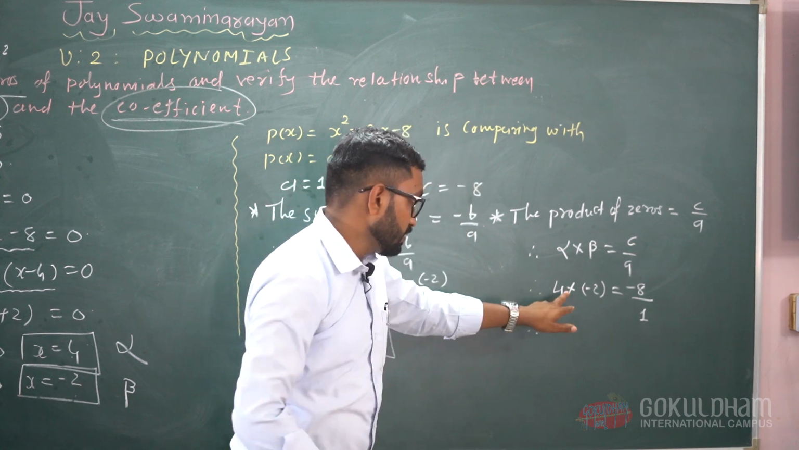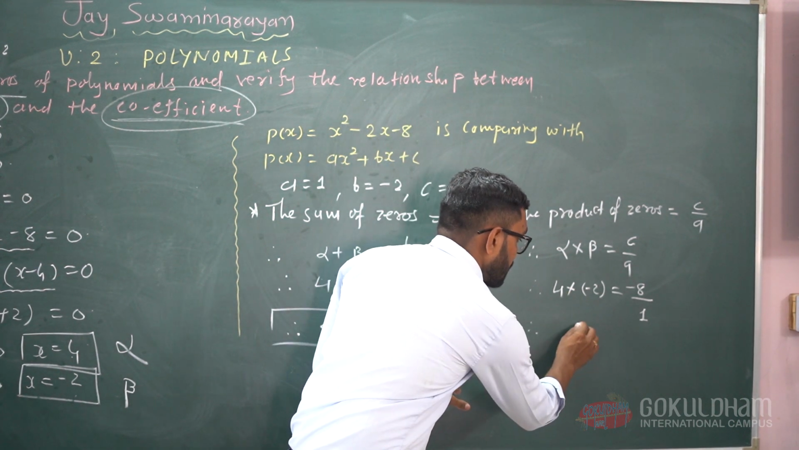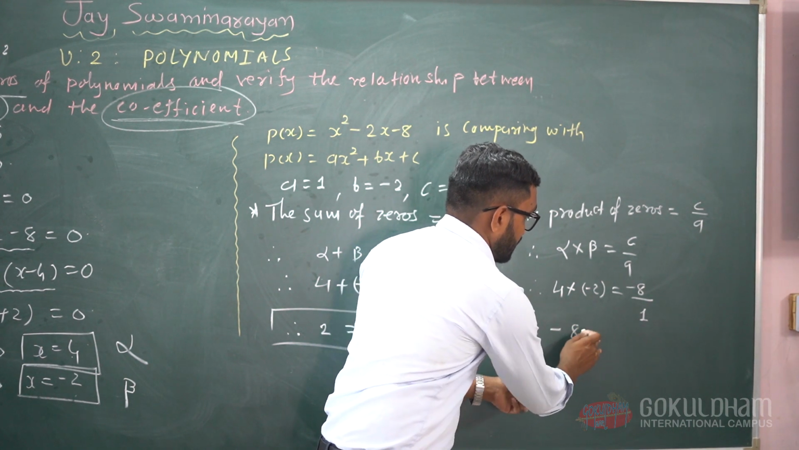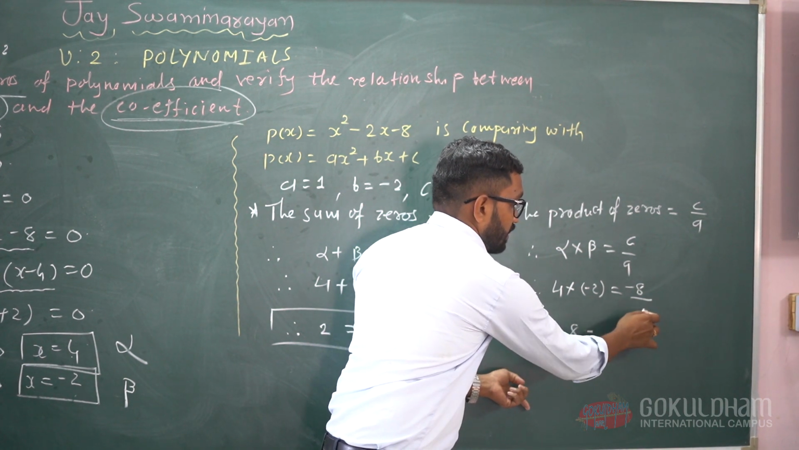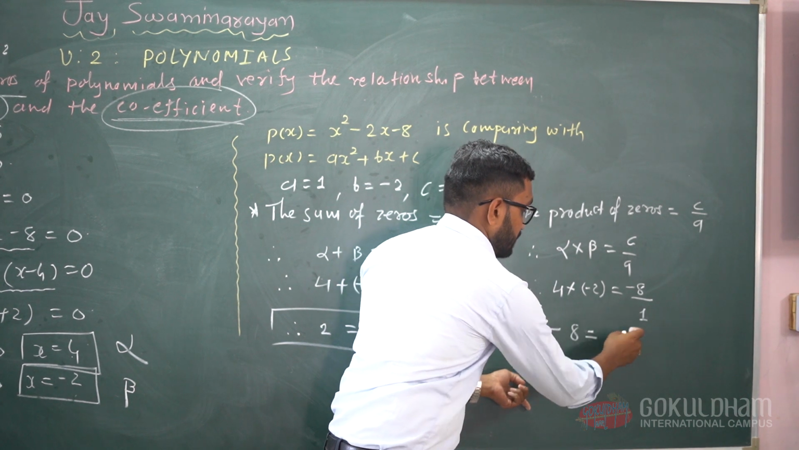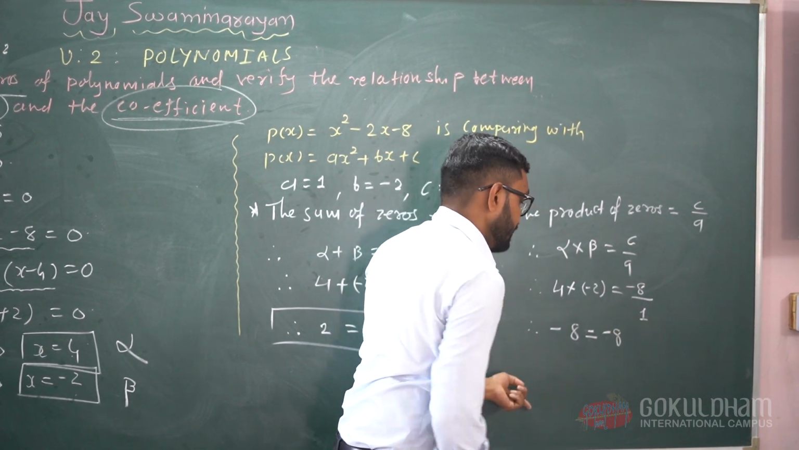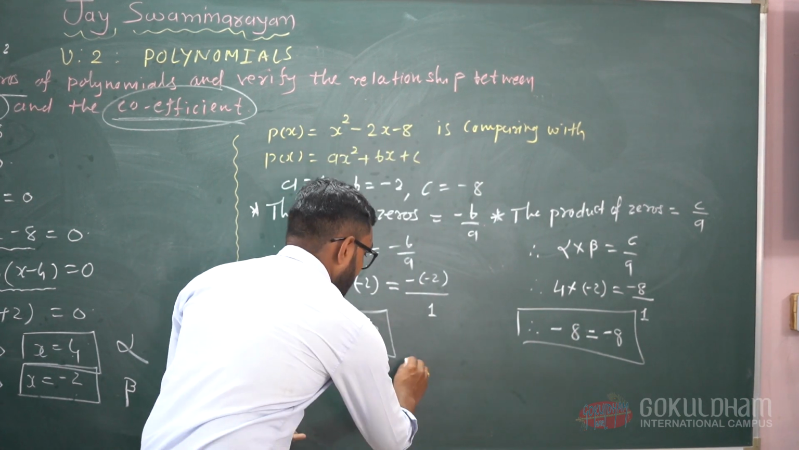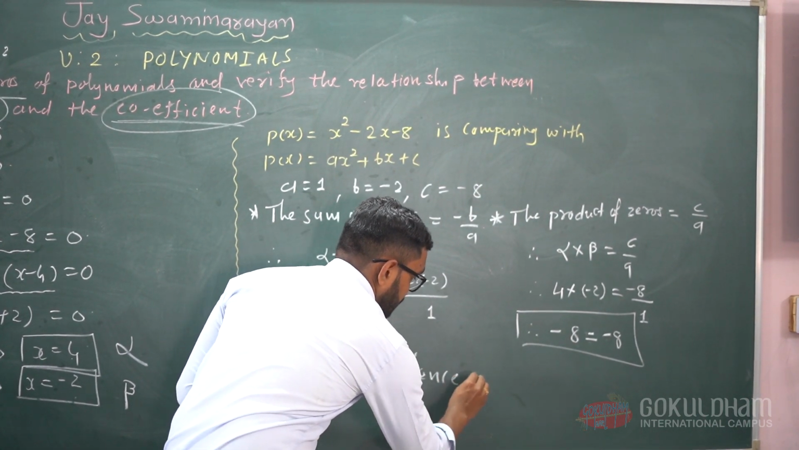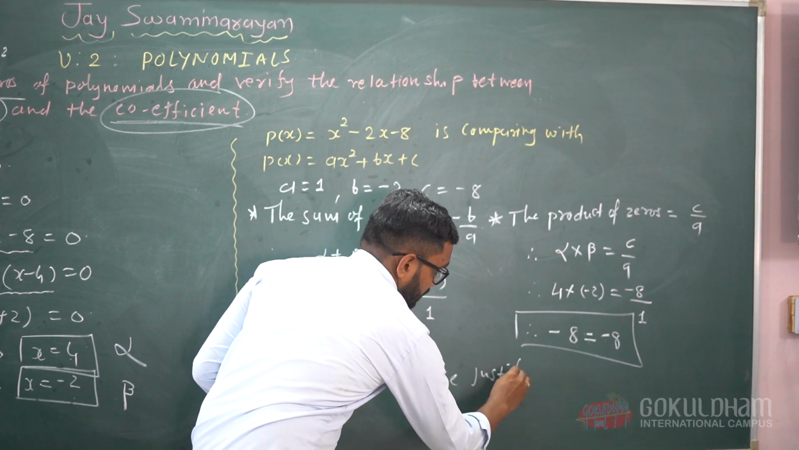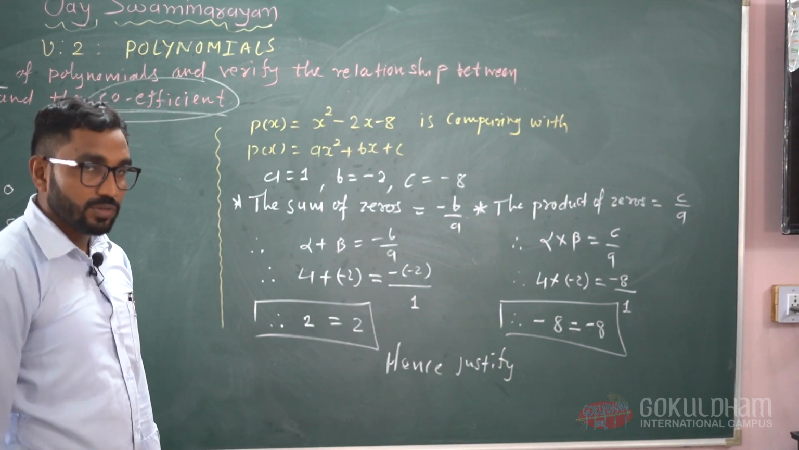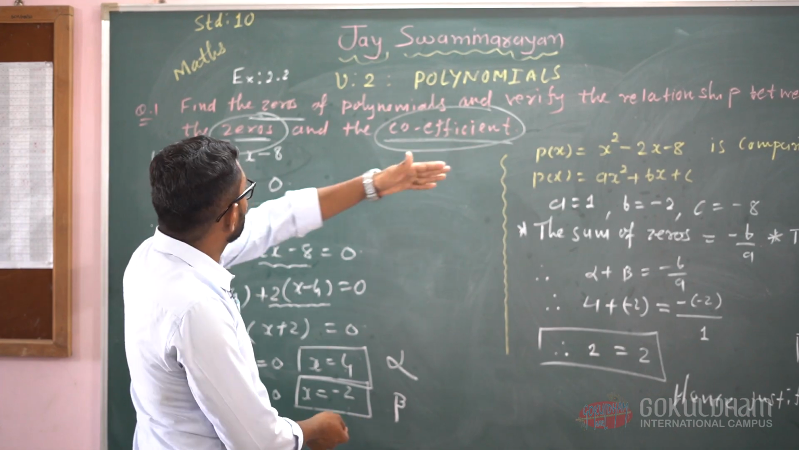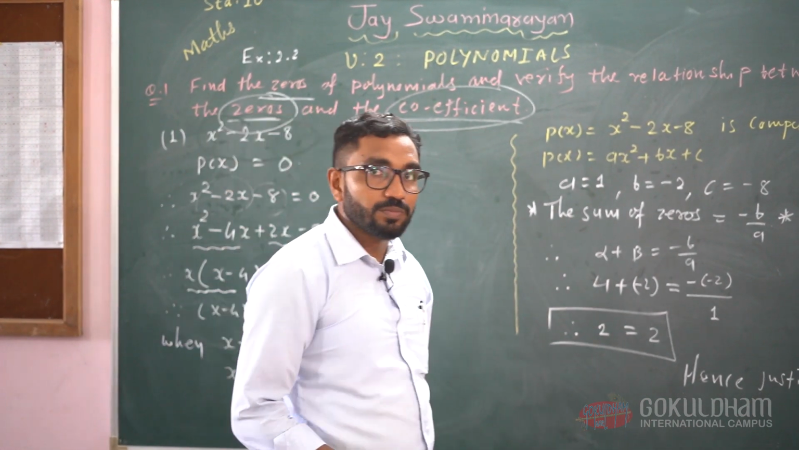Here 4 twos are 8, and plus into minus gives minus, so minus 8. And c by a is minus 8 divided by 1, therefore minus 8. So this one is also justified. In this way we find the relationship between zeros and coefficients.